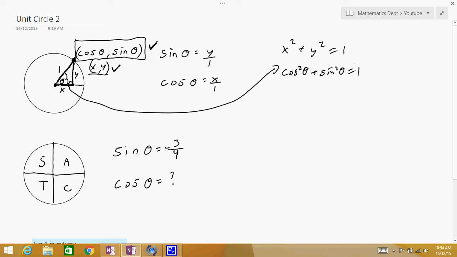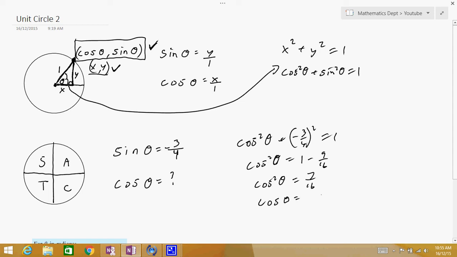Where this comes in handy is if you get a question like this, where sine theta is equal to negative 3 over 4, what is cosine theta? Well, if you plug that in, cosine squared theta plus sine squared theta, but sine theta is negative 3 over 4, so negative 3 over 4 squared is equal to 1. So cosine squared theta is equal to 1 minus 9 over 16. Cosine squared theta is equal to 7 over 16, and therefore cosine theta is equal to plus or minus root 7 over 4.